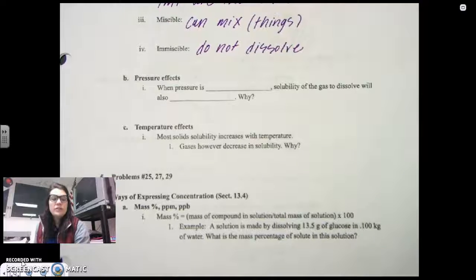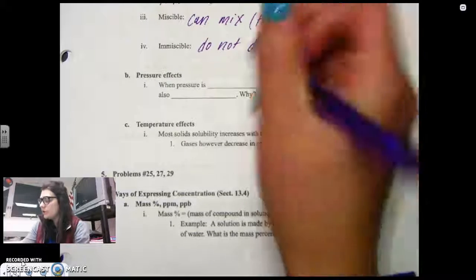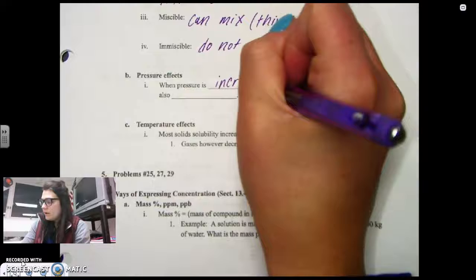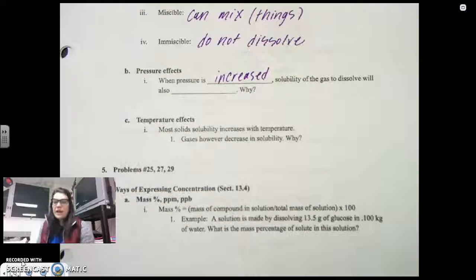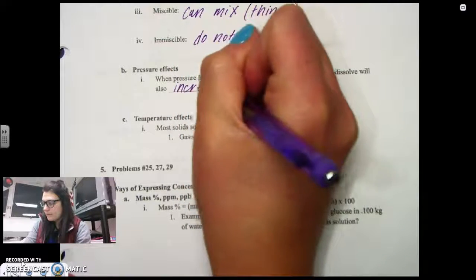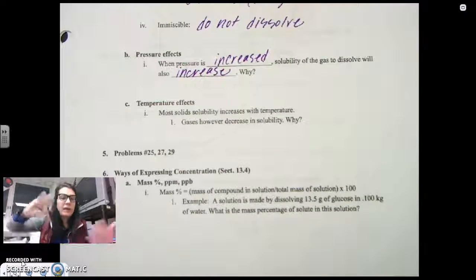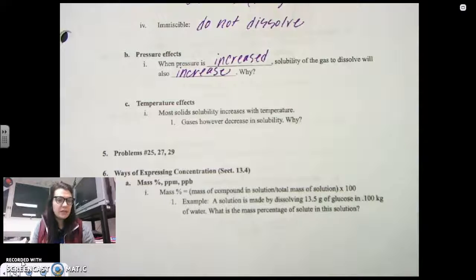There's two other factors that we have to pay attention to, and those are pressure and temperature. When pressure is increased, the solubility of a gas will also increase. This is because when you increase the pressure, you're making the molecules go closer together. And since they're going closer together, they have to be able to interact with each other, or they're being forced to interact with each other.